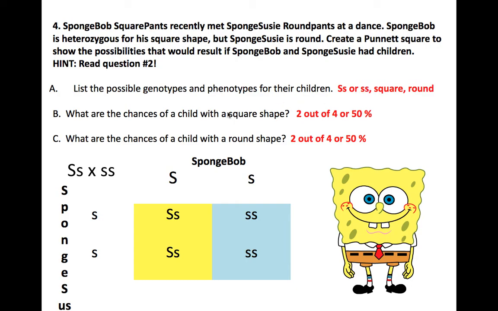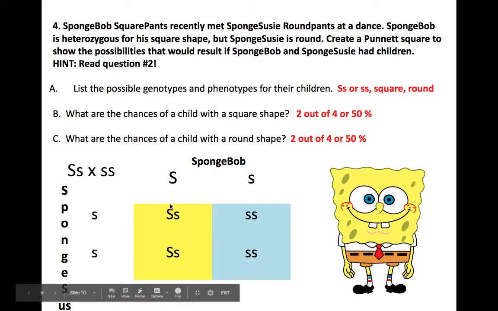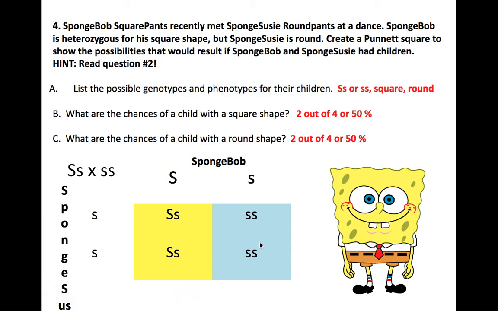I didn't. And then their phenotypes are right here. Big S, little s would be a square shape because that's what's dominant if you have a big S. And then little s would be a round shape. What is the chance their child would have square shape? That would be these 2 out of 4 boxes, which would be 50%. And what are the chances this child would have a round shape? That would be these 2 out of these 4 boxes, and that would be 50%.